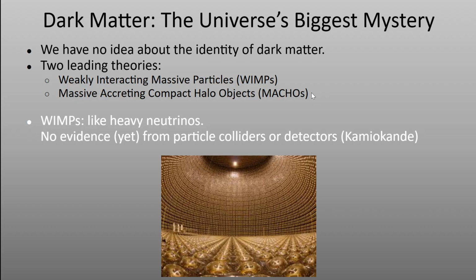Although LIGO, the gravitational wave observatory, results from 2016, 2017 did lead some people to resurge their interest in MACHOs, in other words, black holes of order 10, 20, 30 solar masses being possible and still fitting within weak lensing constraints. But anyway, WIMPs are the preferred mechanism.